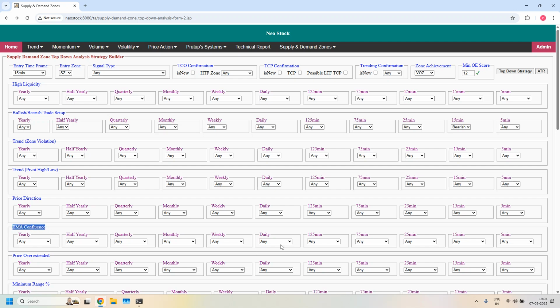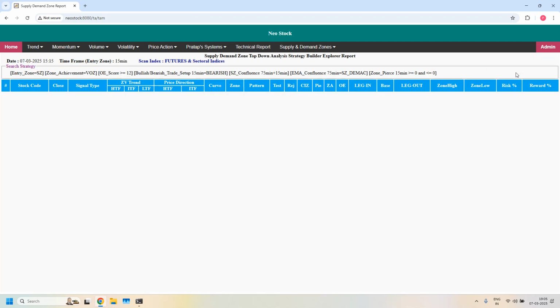In the EMA confluence, at 75 minutes time frame, I am selecting the filter 75 minute supply zone having daily EMA confluence or not. With this filter, we did not get any stocks. So that means none of those stocks are having daily EMA confluence, 75 minute zones with daily.